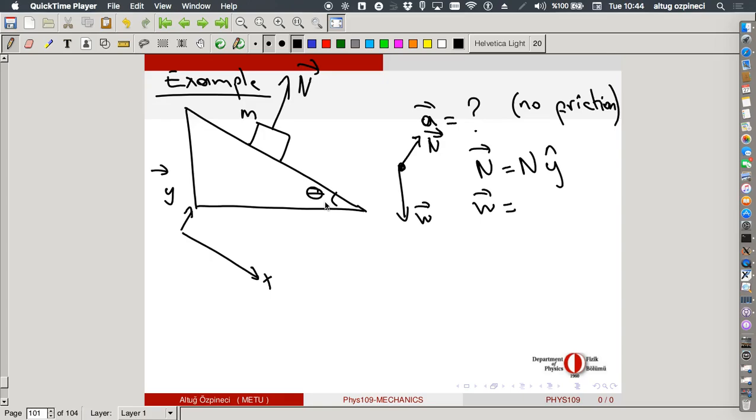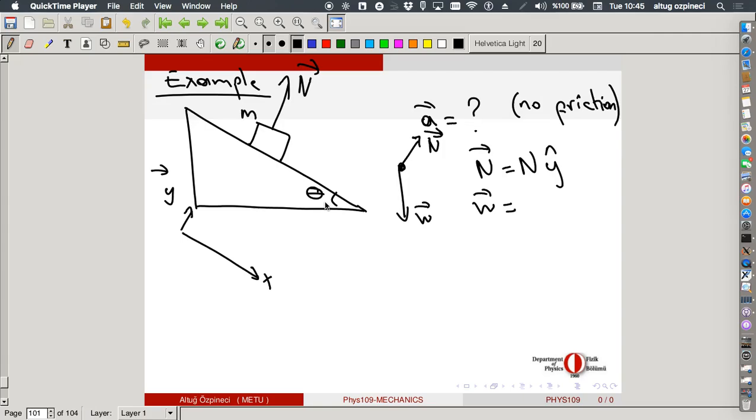Okay, so let us look at this example. Now we had already written the normal force in terms of its components. Of course, here there is something we don't know, so we should also solve for the magnitude of the normal force. We should write the weight vector in terms of its components.